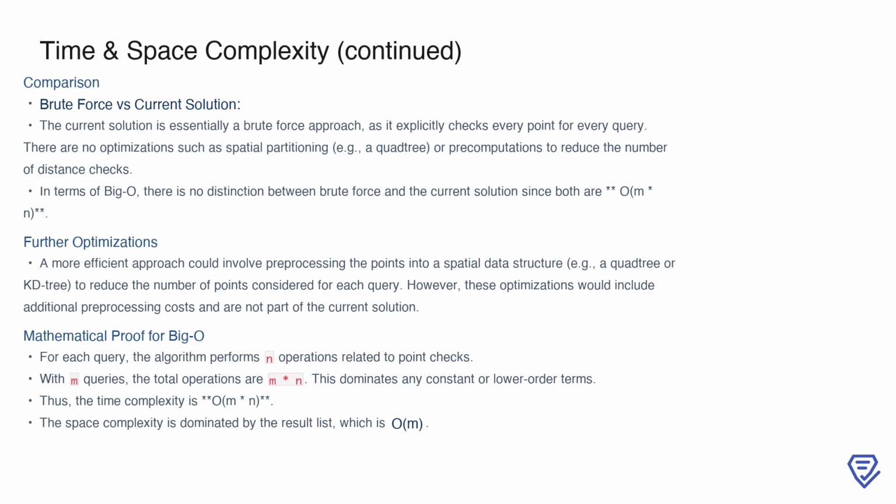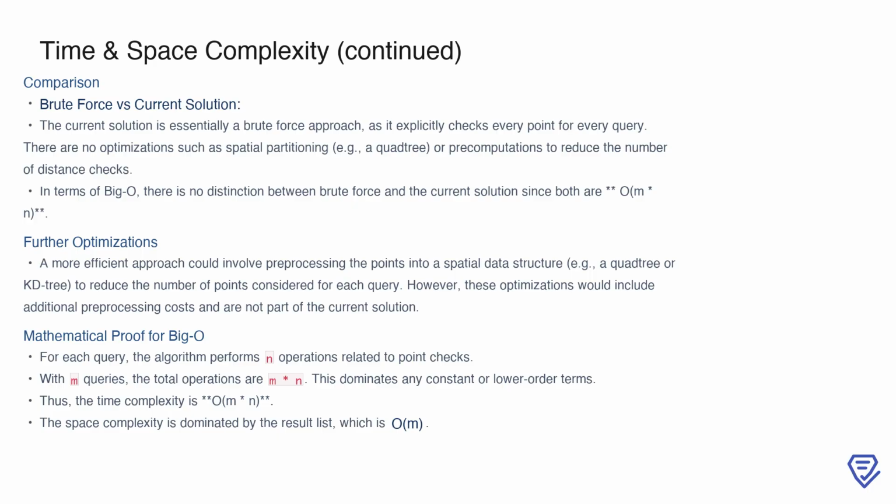For example, using a quad tree or KD tree could allow the algorithm to narrow down the points to consider for each query, reducing the number of distance checks. However, these optimizations would introduce pre-processing costs and are not part of this solution.